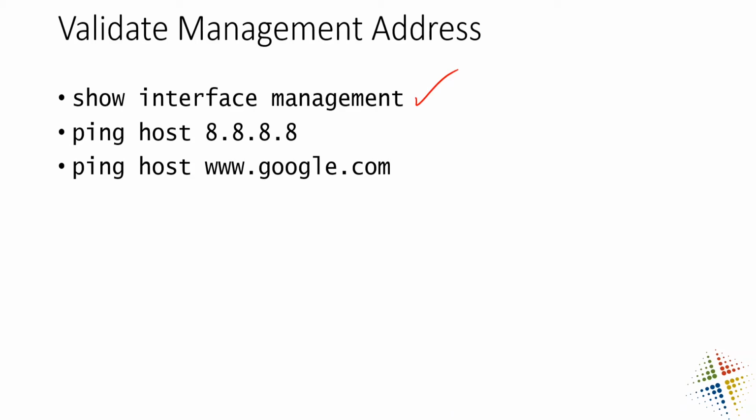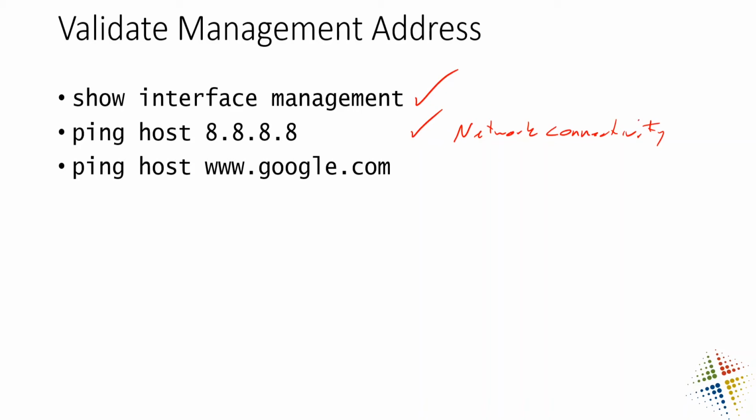The second command, ping host 8.8.8.8, that is a Google IP address, and by pinging an IP address, that confirms that network connectivity is working. Tells me that I am connected to the internet and routing is working.